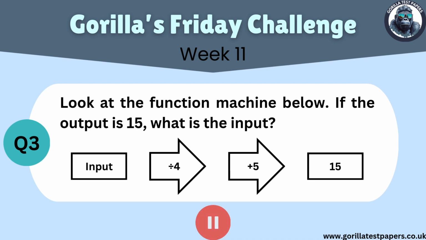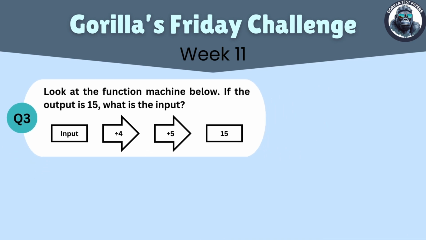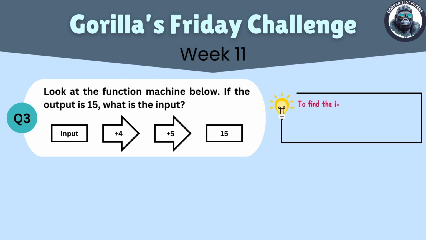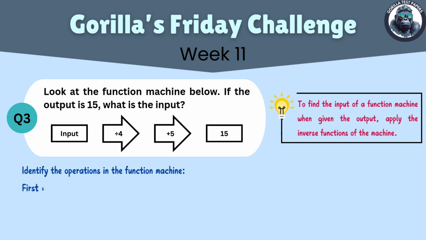Pause the video now to try the question yourself. Alright, let's get into it. The learning point for this question is that to find the input of a function machine when given the output, apply the inverse functions of the machine. So first, we need to identify the operations in the function machine. The first operation is dividing by 4, and the second operation is adding 5.